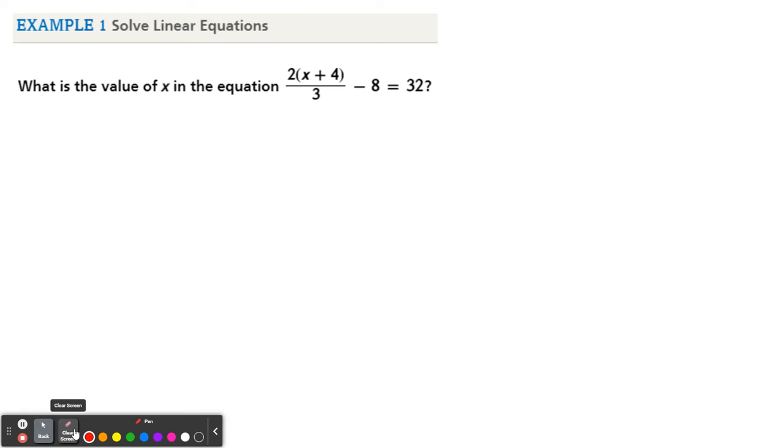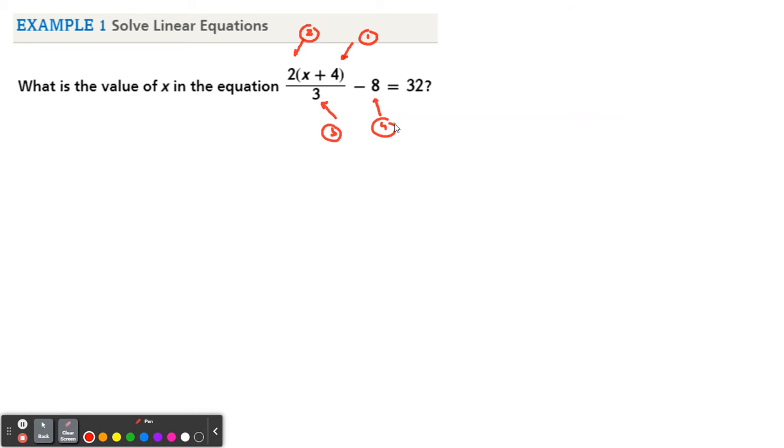All right, so solve linear equations. What is the value of x in the equation? 2 times the quantity of x plus 4, all divided by 3, minus 8 equals 32. Typically, when I look at an equation, I ask myself, what is happening to the x? The x is being added to 4 inside the parentheses. Then it's being multiplied by 2. Then it's being divided by 3. Then you're subtracting 8 from it. So first thing, second thing, third thing, fourth thing.